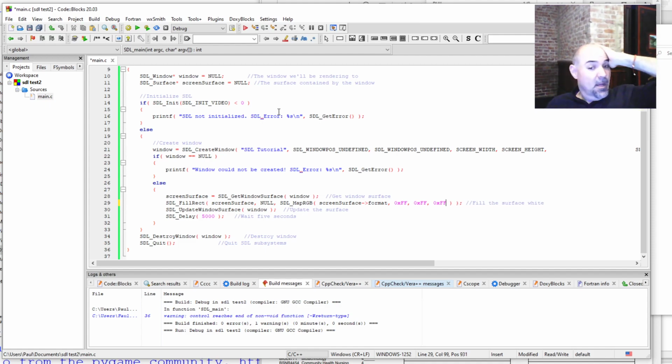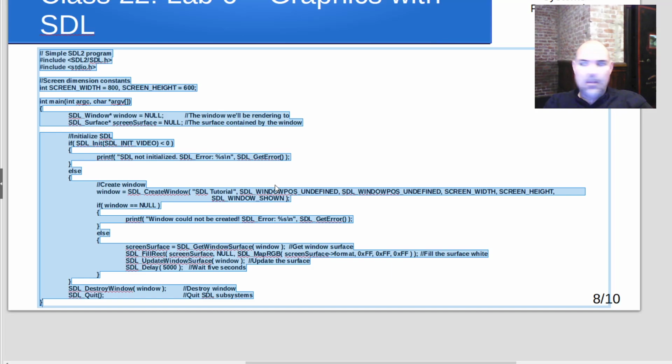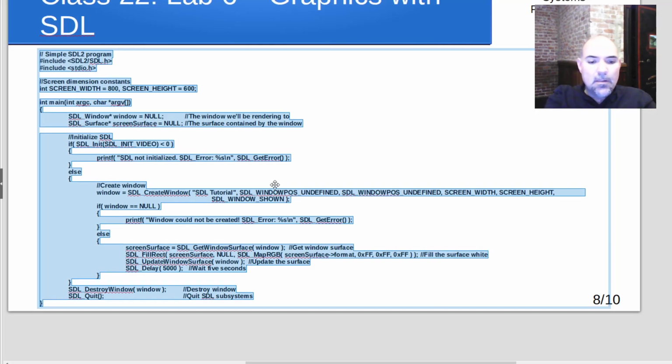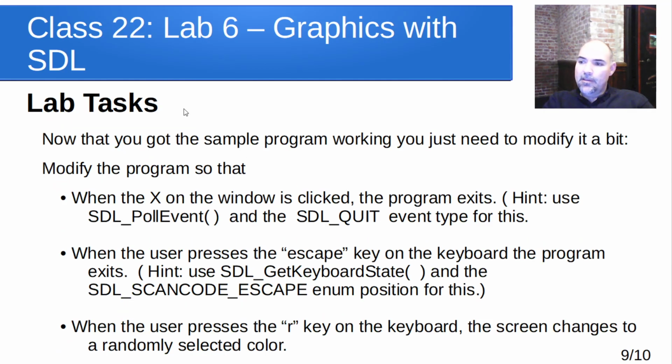Now, a couple things that you're going to want to look at for the lab. Let's go back to the lab sheet just temporarily here, and I'll get you situated with that. So here we are back to the lab. And notice that the lab tasks, once you get the sample program working, and I gave you that code so that you have a starting place where everything works, what you're going to need to do is modify it so that when you click the X on the upper corner of the window, it closes the window. So that's the first thing.